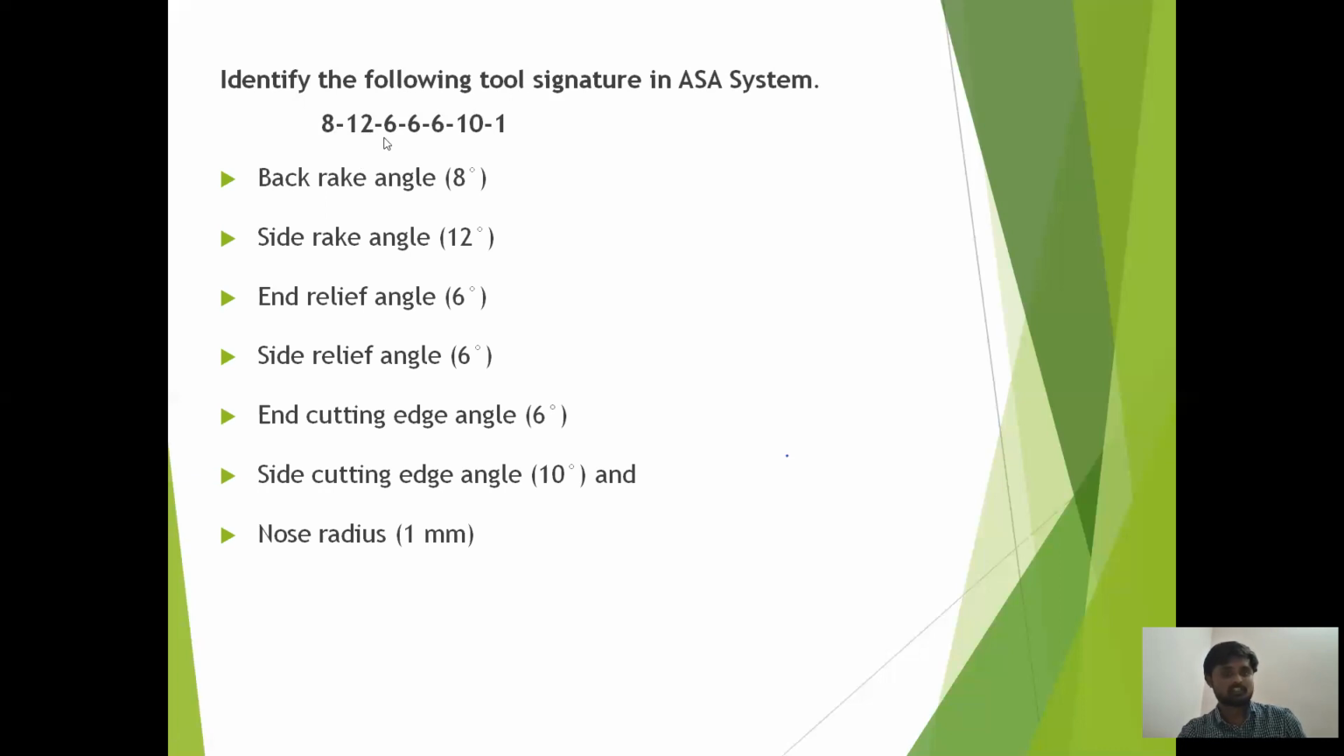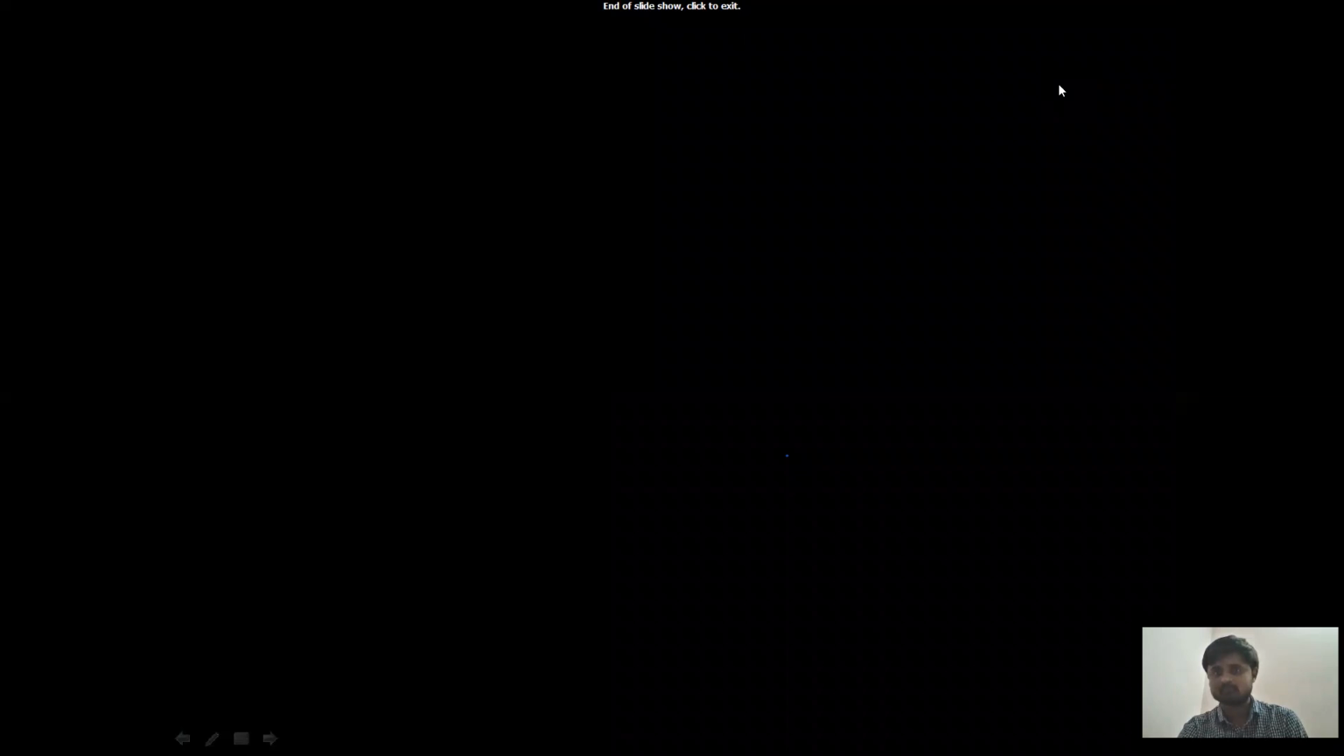If the tool signature is this one, it means the tool has a back rake angle of 8 degrees, side rake angle of 12 degrees, end relief angle 6 degrees, side relief angle 6 degrees, end cutting edge angle 6 degrees, side cutting edge angle 10 degrees, and nose radius 1 mm. Like that you should know the value of each and every angle. This is about the tool signature. Thank you.